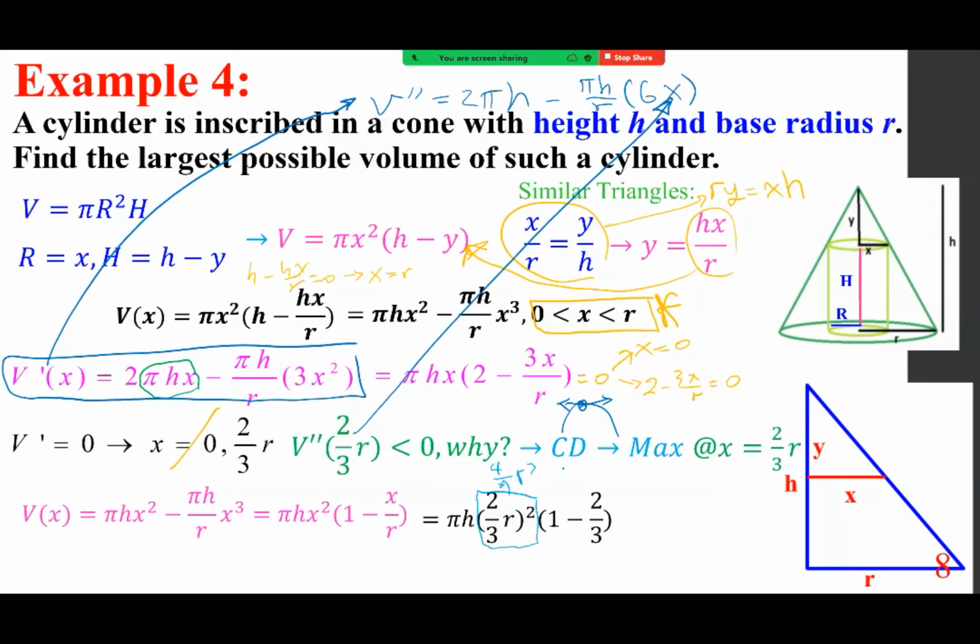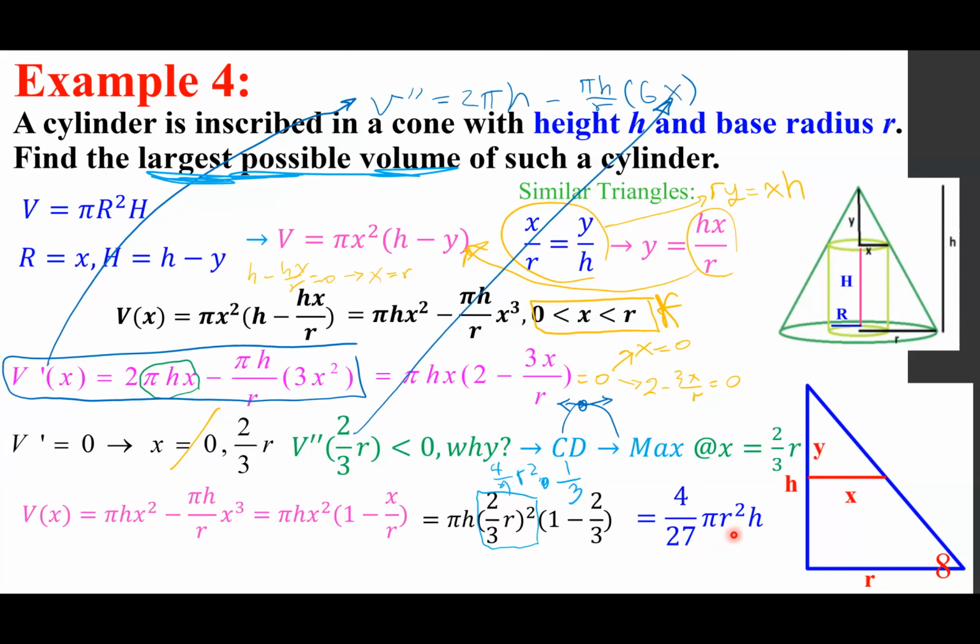And this is obviously four over 9 r squared times 1 minus 2/3, which is 1/3, and you get 4 over 27 pi r squared h. That is the largest possible volume, 4 over 27 pi r squared h. As you can see, some of the questions can be involved, but the process is very straightforward.